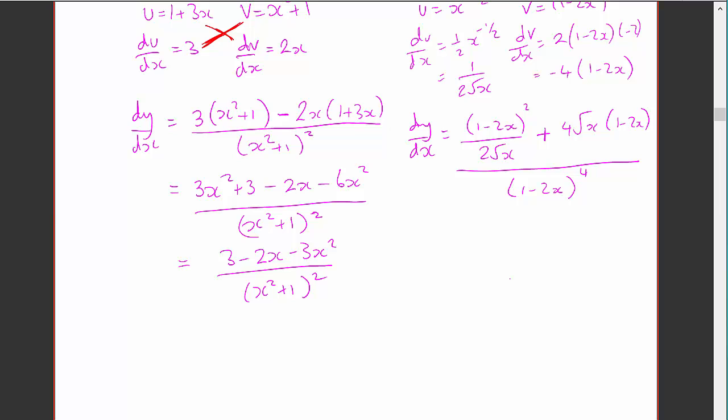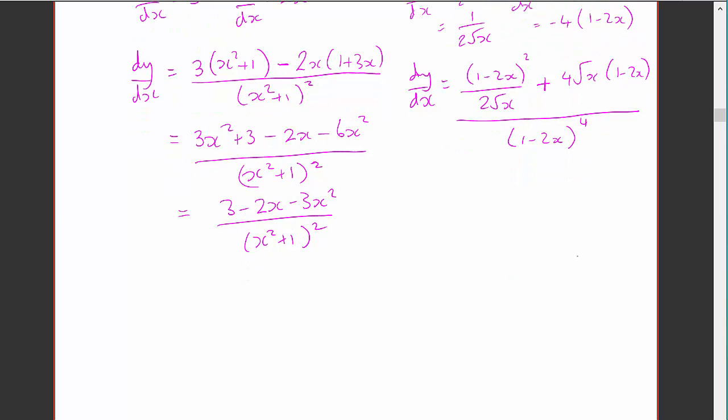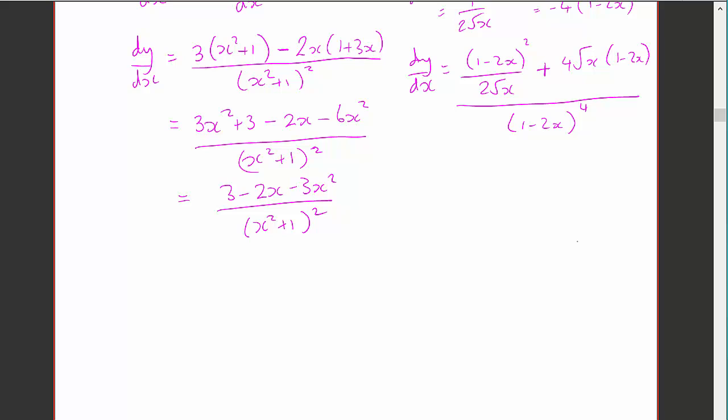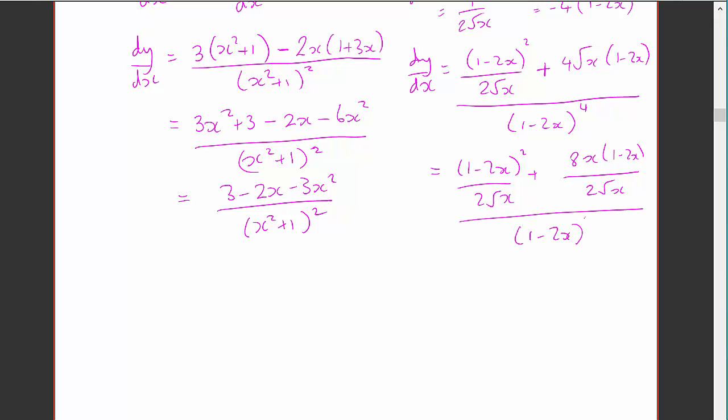Now, having a fraction on top of a fraction is not nice, so we're going to try and simplify that. And the way to do it is, first of all, just leave that first term the same. And then with the second term, we want to put it over 2 root x as well. And that means we have to multiply the top by 2 root x. So 2 times 4 is 8, root x times root x is x, and then we've got 1 minus 2x. And that's all over (1 minus 2x) to the 4.